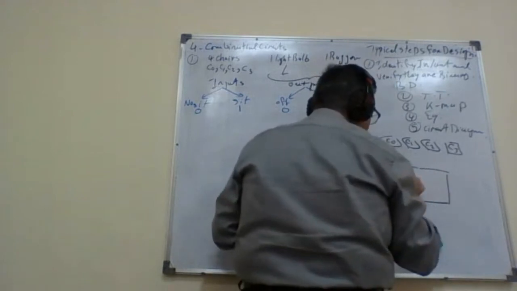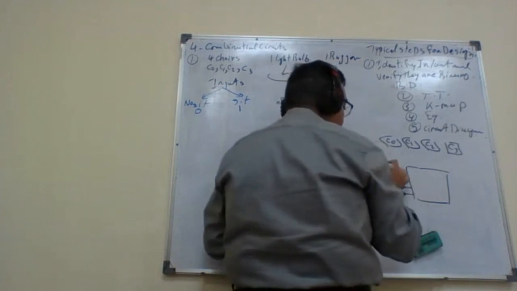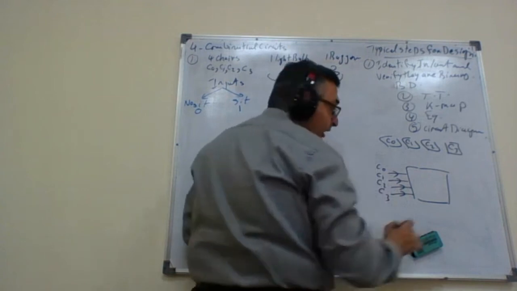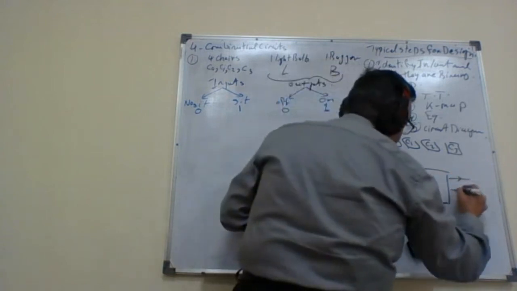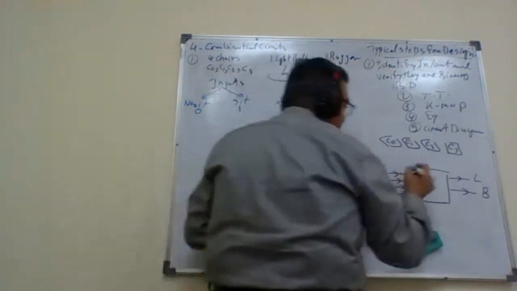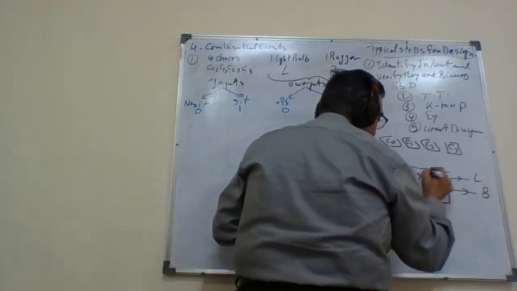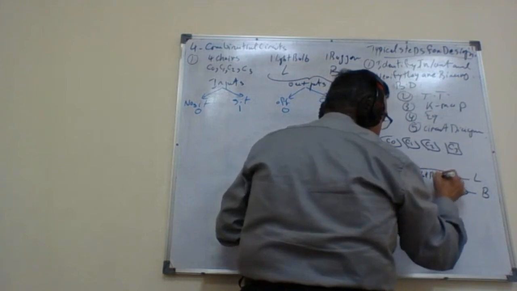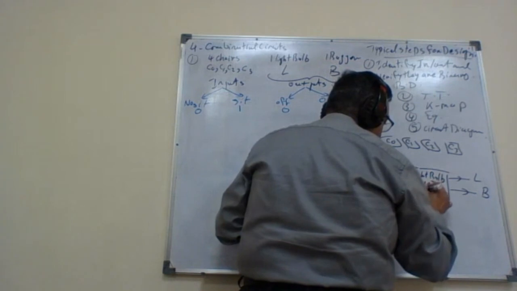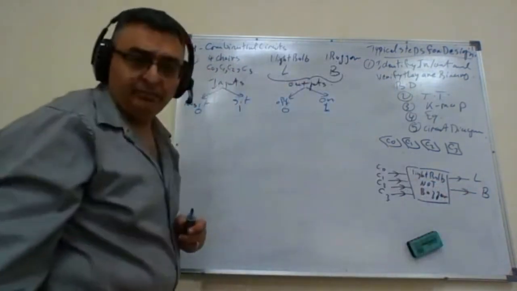The block diagram of the problem will show the inputs. I have 4 inputs: C0, C1, C2, and C3. I can see 2 outputs: light bulb and buzzer. And here I have the name of the block: light bulb, not buzzer. This is how they name the game.